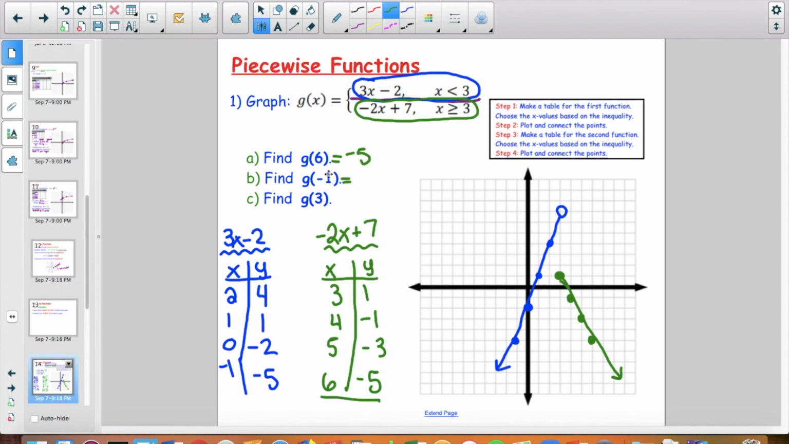Now looking at negative 1. Negative 1 is less than 3. So you would use the first equation to find it. We use that in our graph and we get negative 5 as well. Now g of 3. 3 is not included in this first graph. It is included in the second one. So when x was 3, y was 1. So that is one example of a piecewise function.